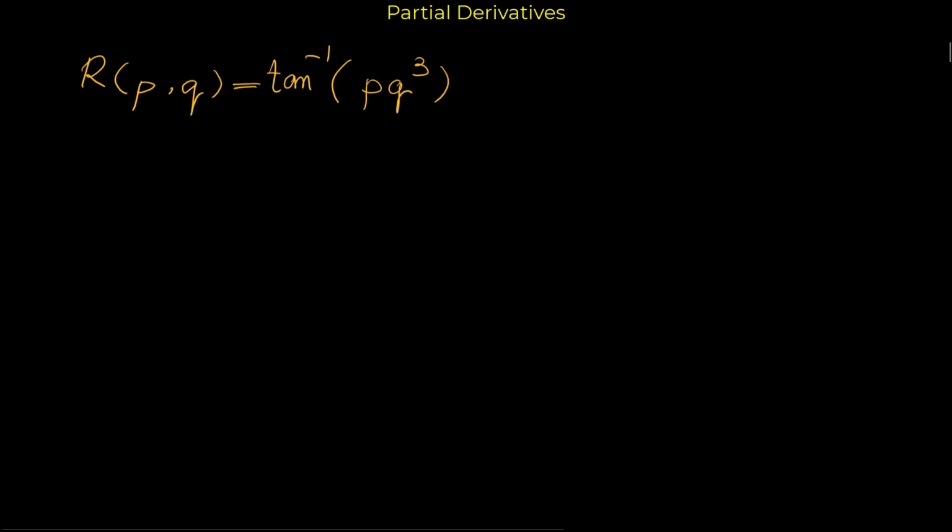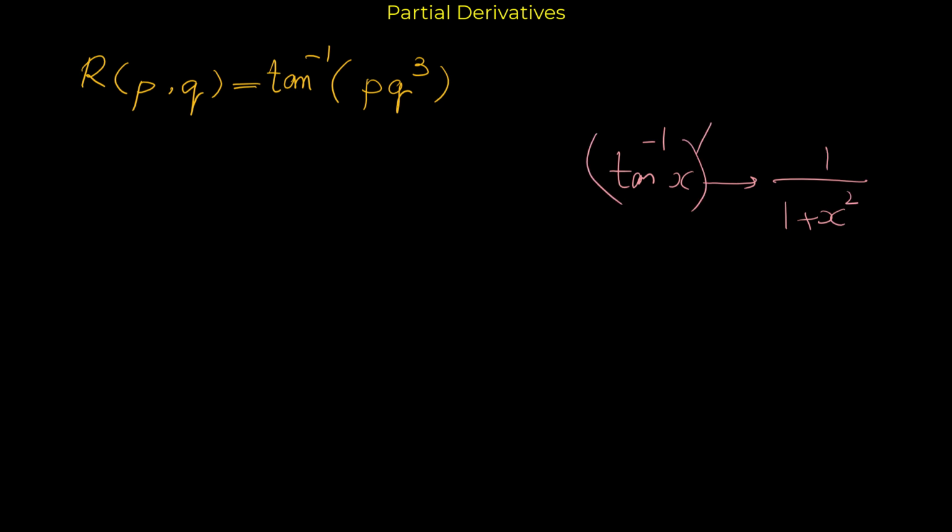Let's move to the next example. The function r, which has variables p and q, is given by this equation, tangent inverse of p times q to the 3. Remember, derivative of tangent inverse of x is 1 over 1 plus x to the 2. Derivative of this is that.